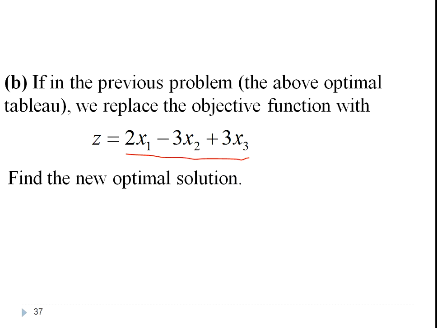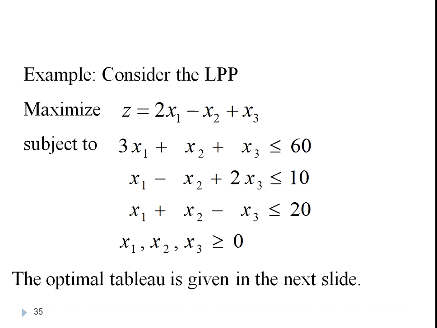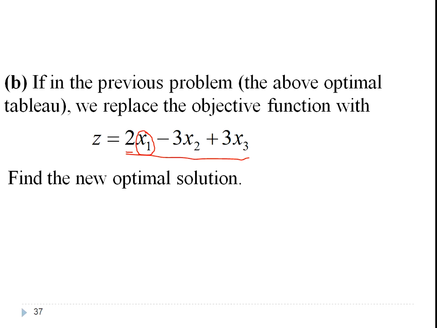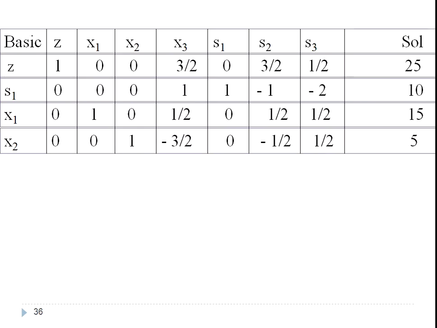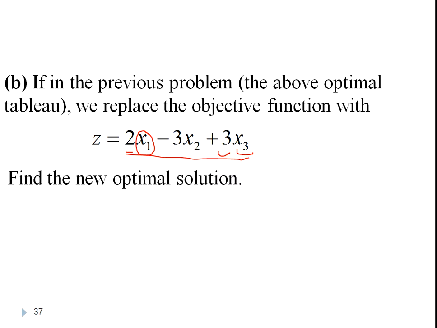where for the first variable, the profit has doubled, and for the second variable the expenses have tripled, and for the third variable the profit has tripled. So this is the change. Now under these conditions we need to investigate whether the optimal remains the same, or if it doesn't remain the same, then we need to find the new optimal.